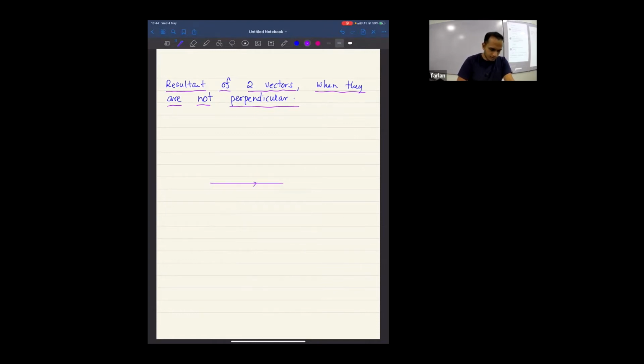Now guys, let's say there's a force of 50 newtons this way, and another force of 40 newtons this way. Let me say the angle between the two forces is about 60 degrees. Now I want to find the resultant of these two forces.